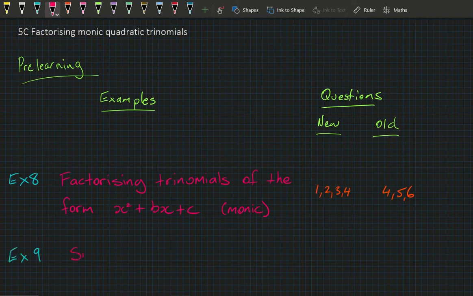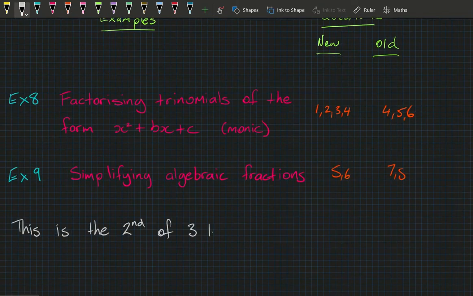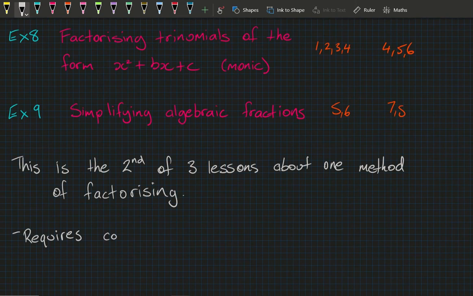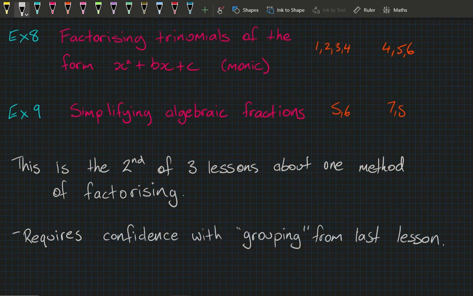And then we'll work on Example 9, where we'll be simplifying algebraic fractions using some of the techniques we learned today. Your pre-learning for this example will be questions 5 and 6 in the new book and questions 7 and 8 in the old book. This is the second of 3 lessons about one method of factorising, so make sure you're very confident with the concept of grouping that we learnt in the last lesson. Alright, I'll see you in the introduction.